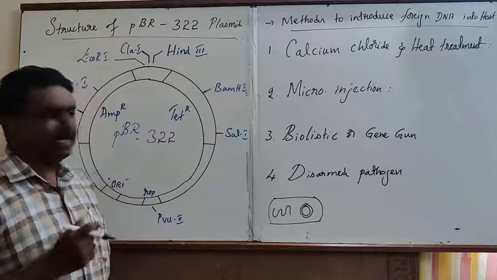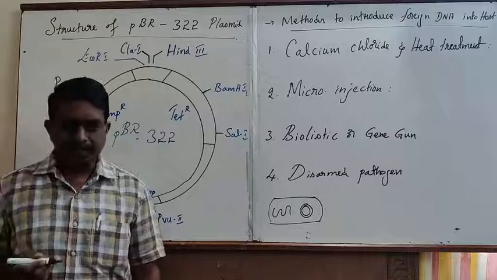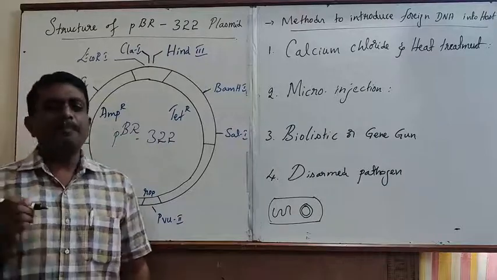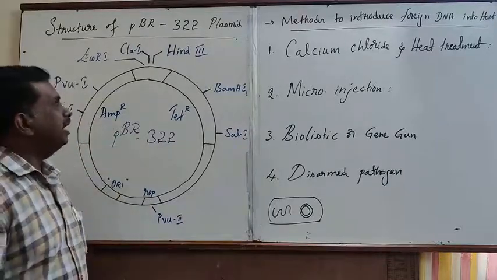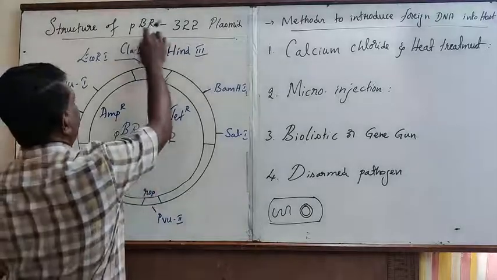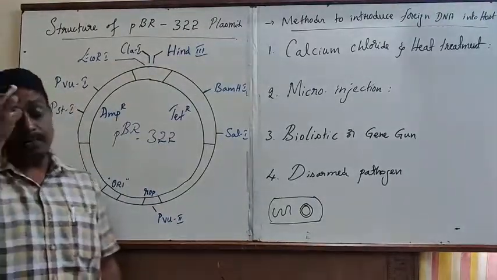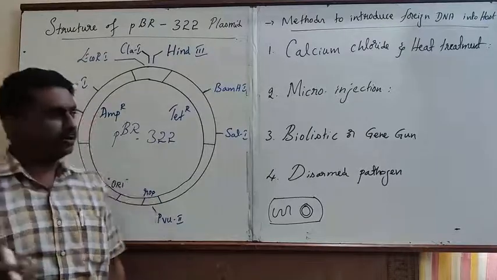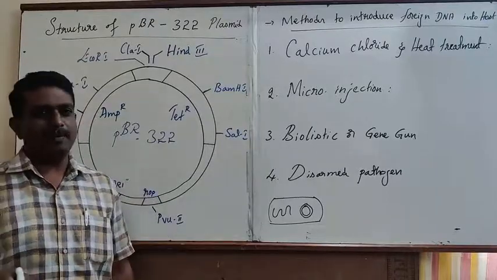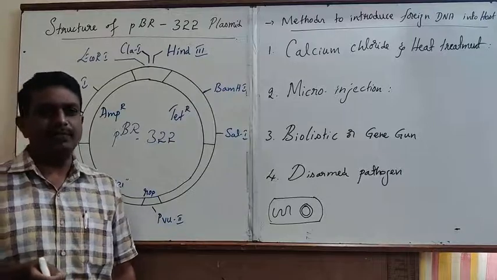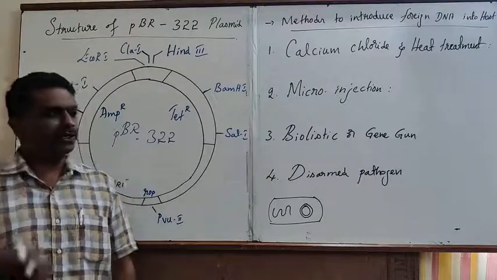Some of the classical examples of plasmids are pUC18 and pBR322, which are some of the important types of plasmids widely employed in all the techniques of gene manipulation.